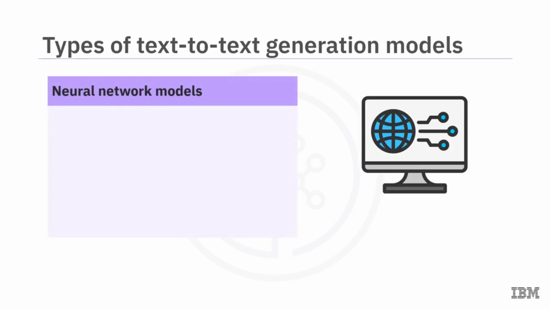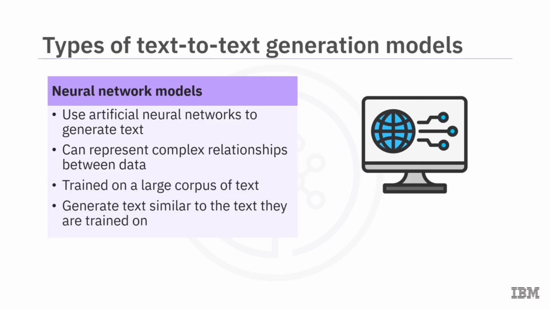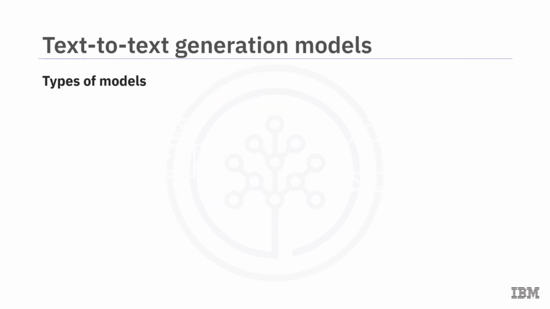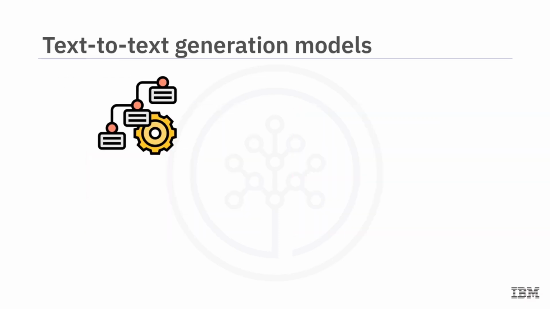Neural network models use artificial neural networks to generate text. These models can represent complex relationships between data. Neural network models are typically trained on a large text corpus. They can then generate text similar to the text they were trained on. Text-to-text generation models use either sequence-to-sequence or transformer type of models.